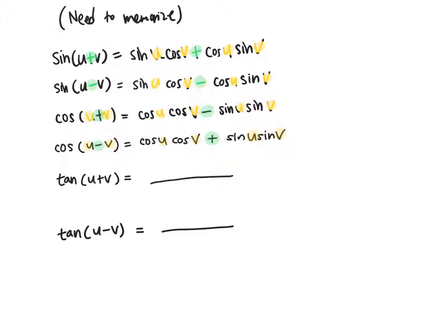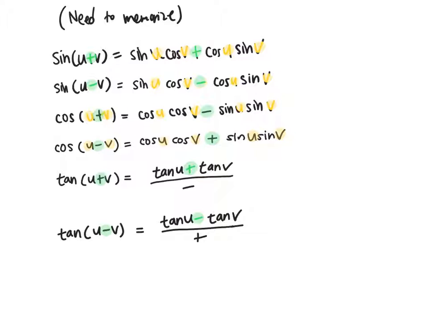When you have tangent of u plus v and tangent of u minus v, what you end up with is a quotient. You're going to have a numerator over a denominator. The numerator is going to keep the same sign as what you see. So if you have tangent of u plus v, you're going to have tangent of u plus tangent of v. If you have tangent of u minus v, you're going to have tangent of u minus tangent of v. The denominator is going to have an opposite sign. So if you had a plus, you have a minus. If you had a minus, you have a plus.